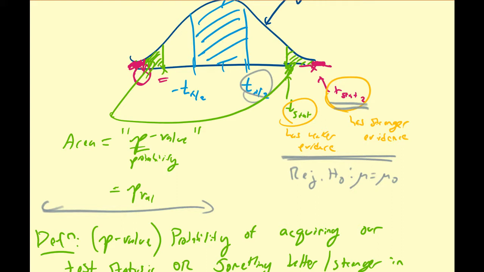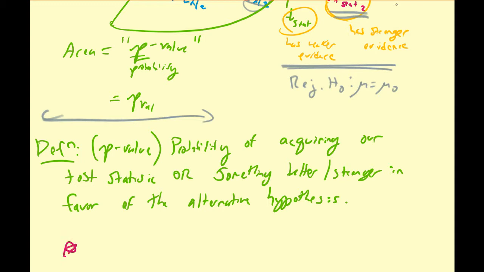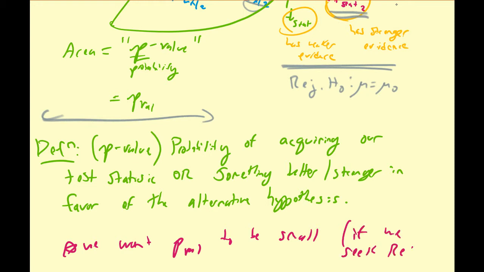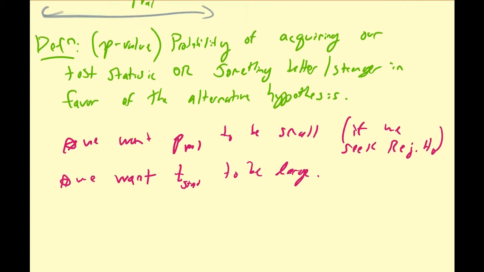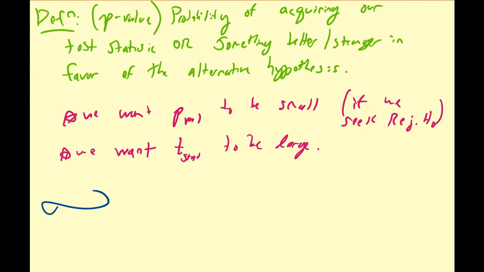So what do we usually want for a p-value? Well, we want the p-val to be small if we seek to reject the null hypothesis. So pretty much, we want the test statistic to be large. This corresponds to a smaller p-value. All right, so let's work through a couple examples on how to actually go through this.